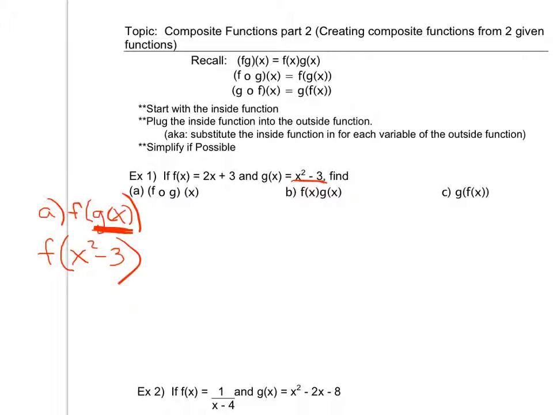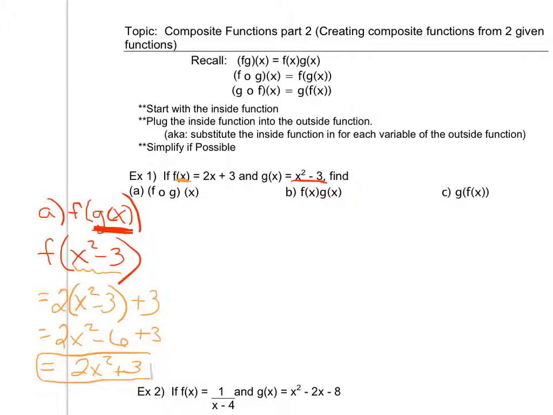And now what is this telling me to do? This is telling me to go to my function f, and every time I see a variable, replace the variable with this whole expression. So this is going to become 2 times x squared minus 3, plus 3. From here I can simplify. I can go ahead and distribute the 2 and combine like terms, giving me a final result of 2x squared plus 3. So this is my new function that is a composite function of both of these functions together.